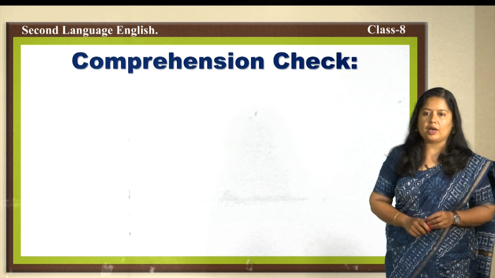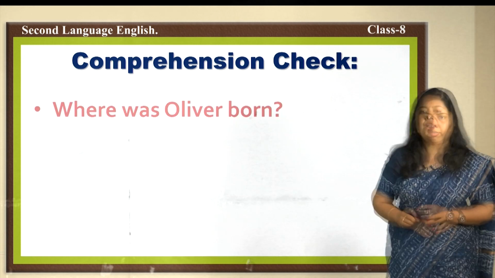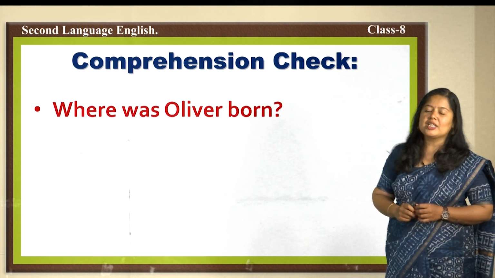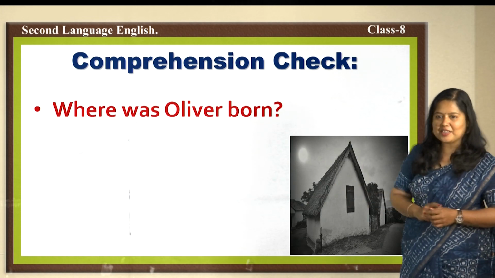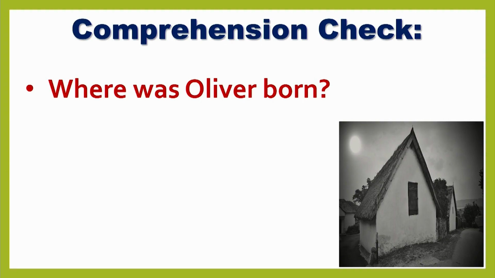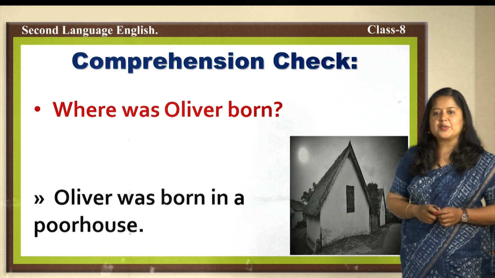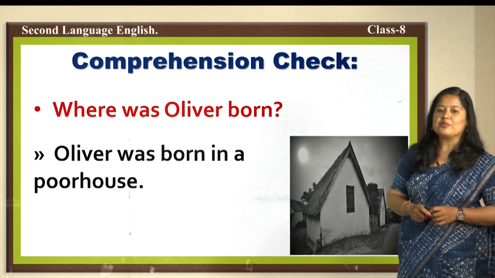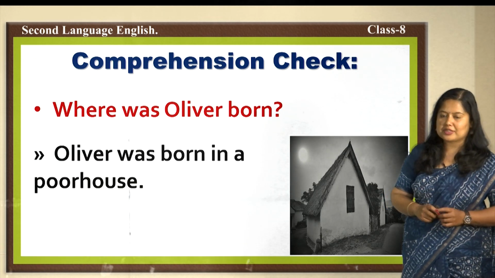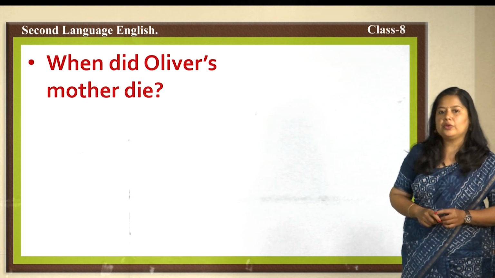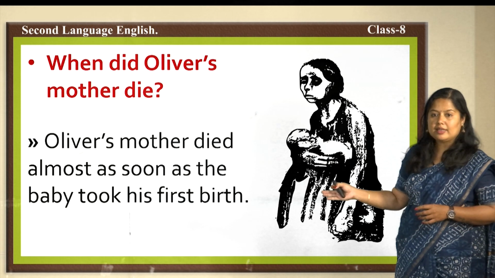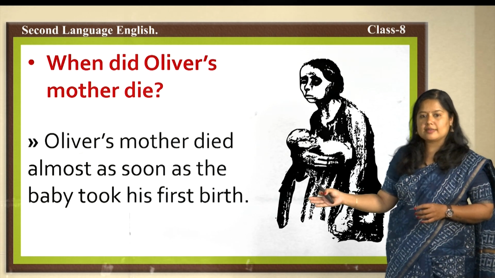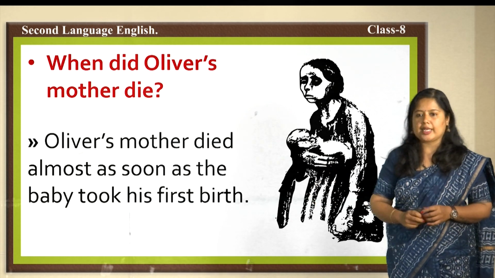So, here is the time now to check your comprehension. Let us check the questions. Where was Oliver born? So, can you guess the answer looking at the picture and relating it to the previous slides? Yes, your answer is right. Oliver was born in a poor house. Second question comes for you. When did Oliver's mother die? Oliver's mother died almost as soon as the baby took his first breath.